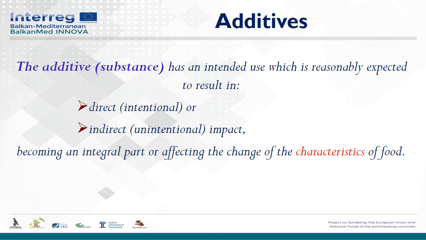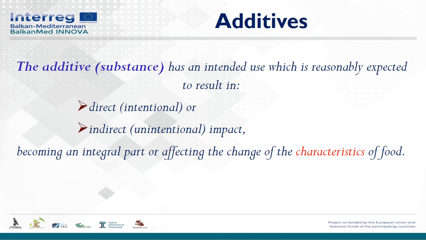In its broadest sense, a food additive is any substance added to the food. Food additives are added with a specific objective to influence the change of food characteristics. These might have a direct or intentional and indirect or unintentional impact on the food. Food additives with direct impact are those additives that are added to the food for a specific purpose.